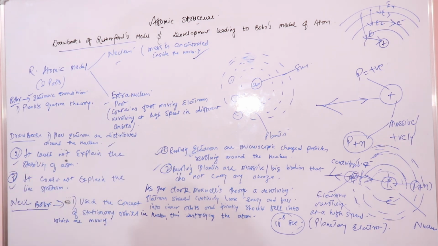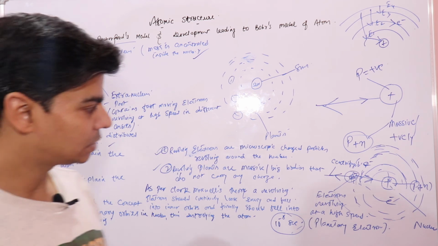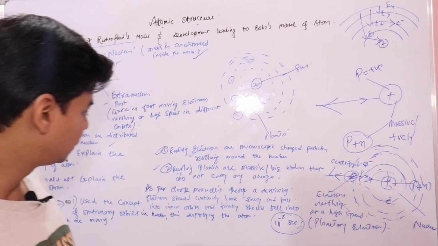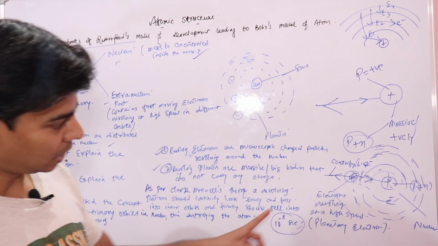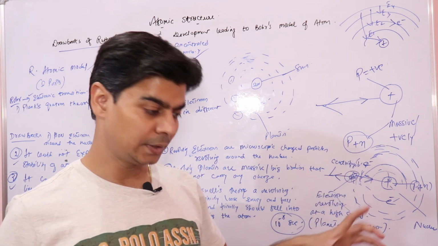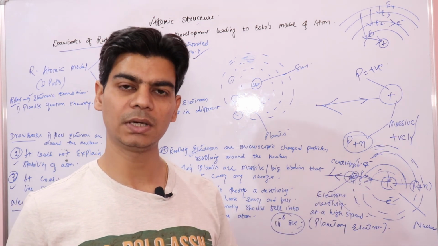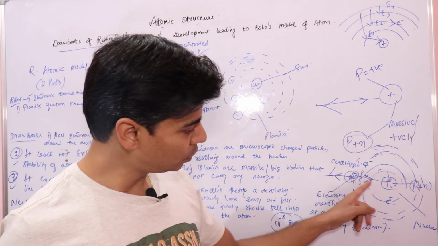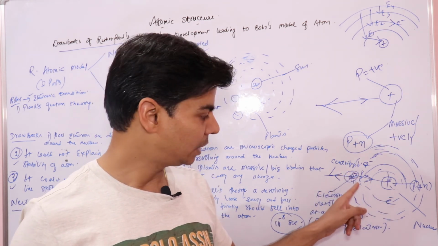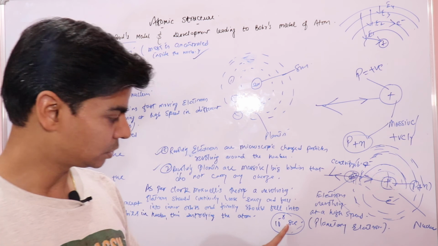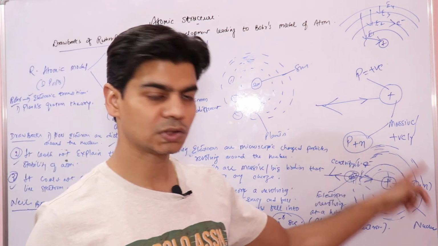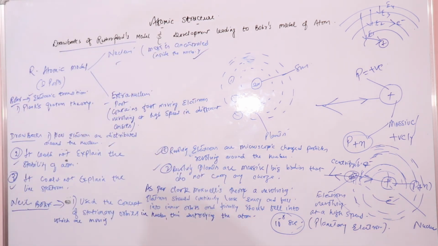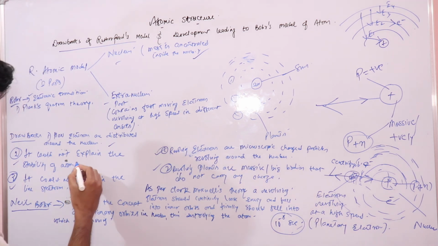The second was, it did not explain the stability of the atom, because he said that electrons are charged and they are revolving at a high speed. But as per Clerk-Maxwell, a charged body, if revolving, will continuously emit radiation or energy, lose energy, keep moving into lower orbits, and finally fall into the nucleus in about 10 to the power of -8 seconds, thus destroying the atom. This is contrary to what we say, that an atom is stable. So the stability of the atom was not explained based on the Rutherford model.